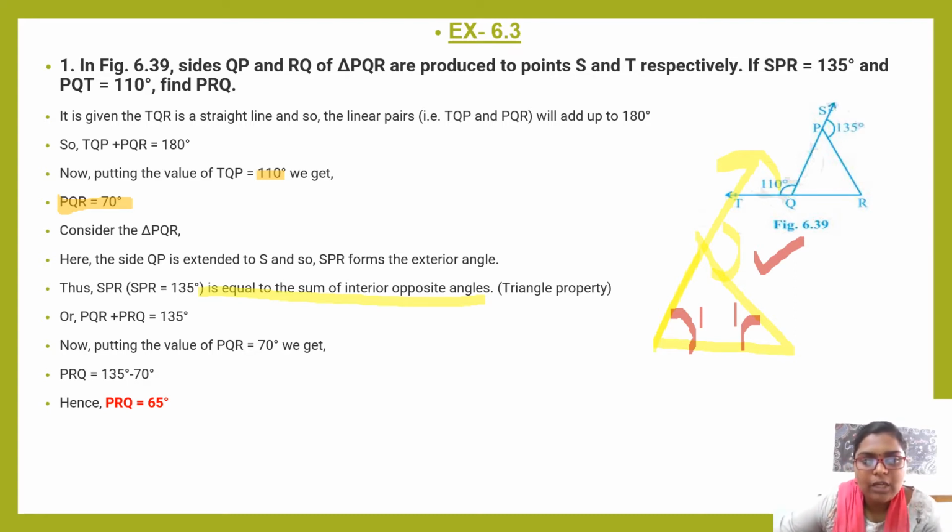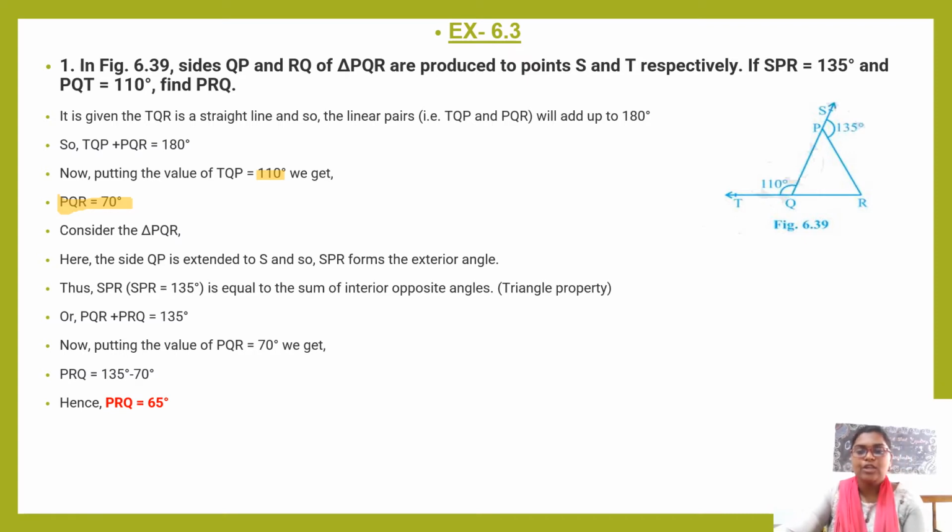So we are adding PQR plus PRQ. So what will we get? PQR plus PRQ is equal to 135 degree. Already you know PQR is 70. So 135 minus 70, which is equal to 65, is your PRQ. That's it. The only thing you have to keep in your mind is the exterior angle property.